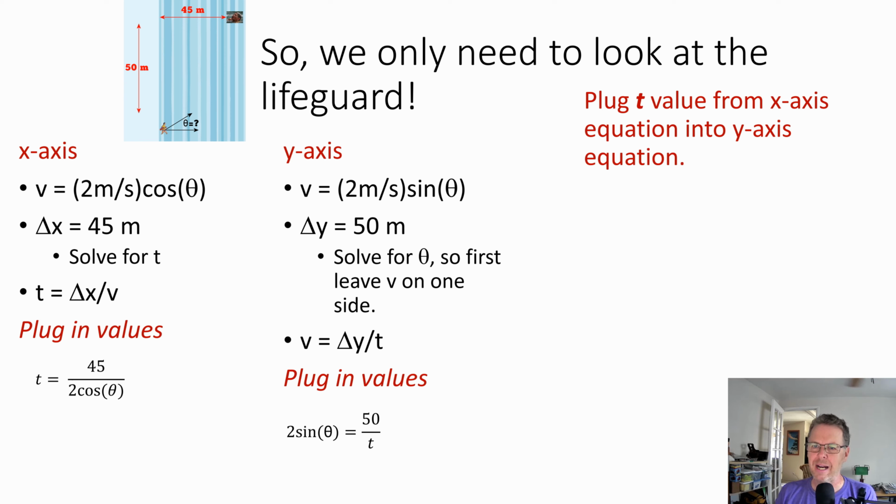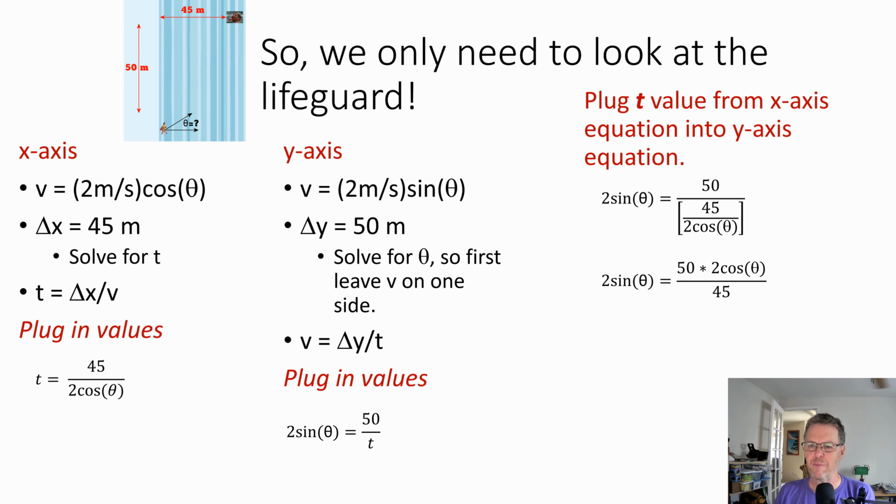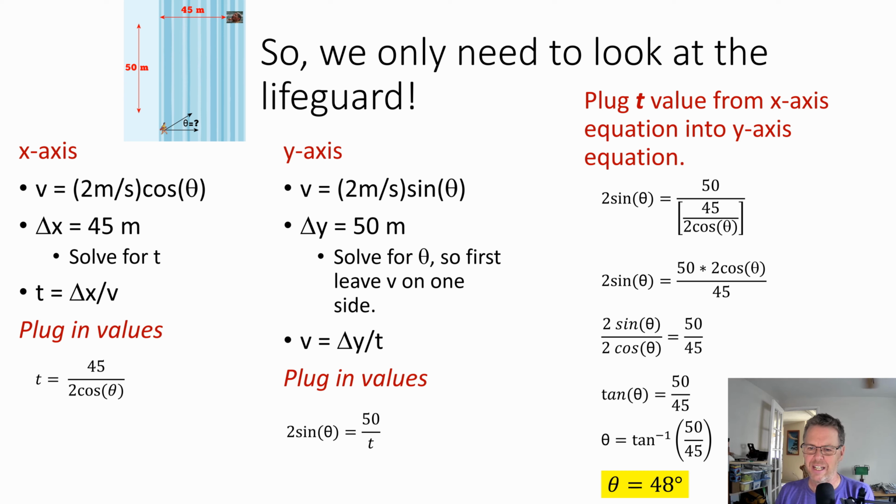Okay, so here you're back. So we're going to plug in this t value from the x equation, and we get 2 sine theta is equal to 50 over 45, 2 cosine theta. We can rearrange that. We can flip this, put the 2 cosine theta on top. A little bit more algebra, get all of our thetas on one side, cancel out the 2, sine over cosine we remember is tangent, and then we're going to do the inverse tangent of that number to get our angle, and it is 48 degrees. Hopefully that helped you with this.